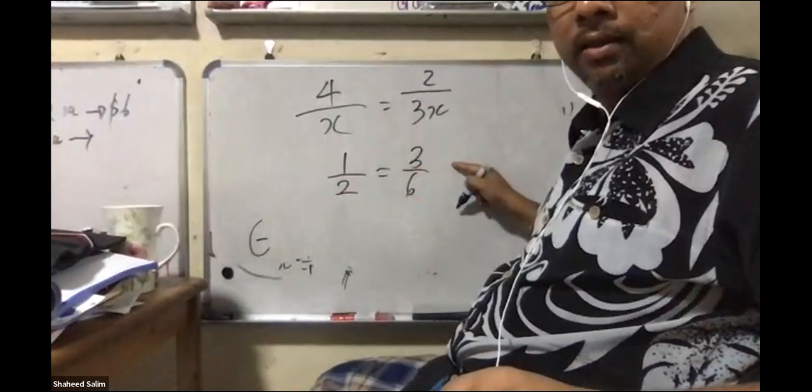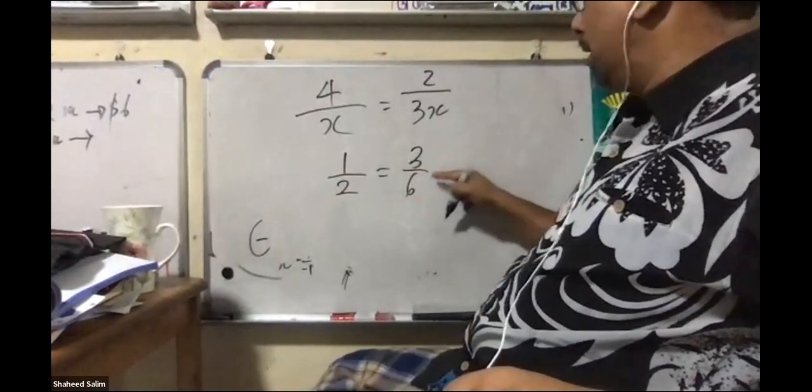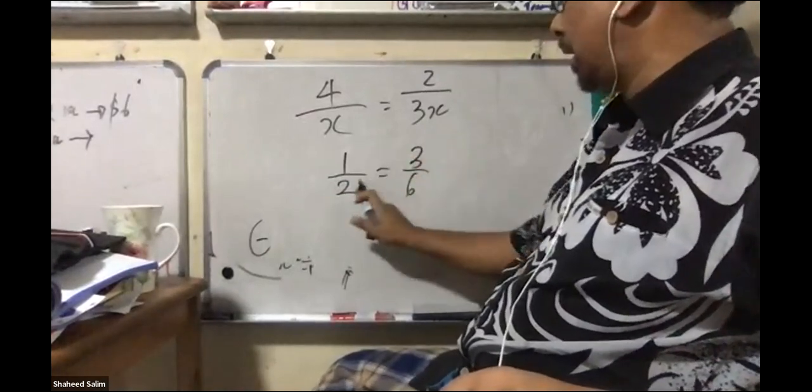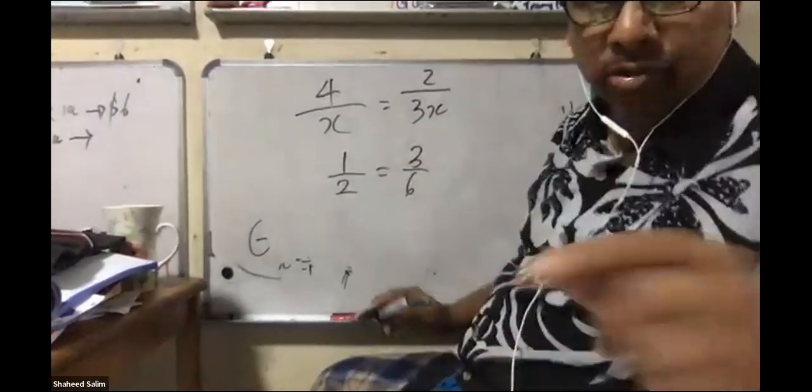Is it correct? 3 divided by 3 gets 1, 6 divided by 3 is 2, so it is half, the same equivalent fraction. What? This one you times 3, get 3, times 3, get 6. They are the same. So let's try an experiment.